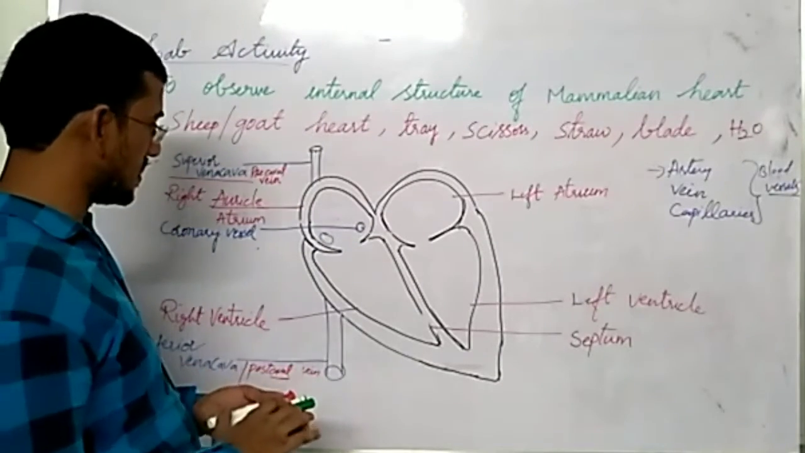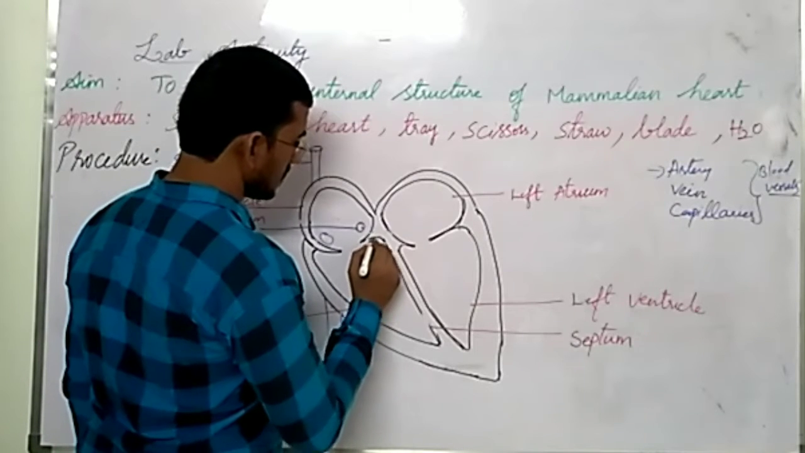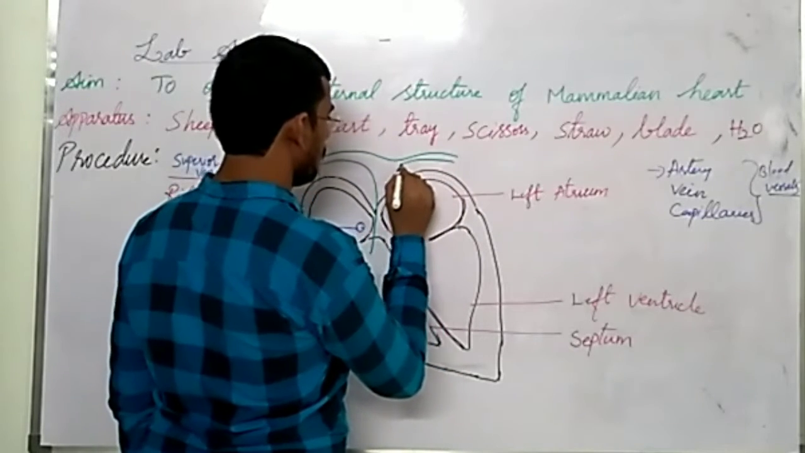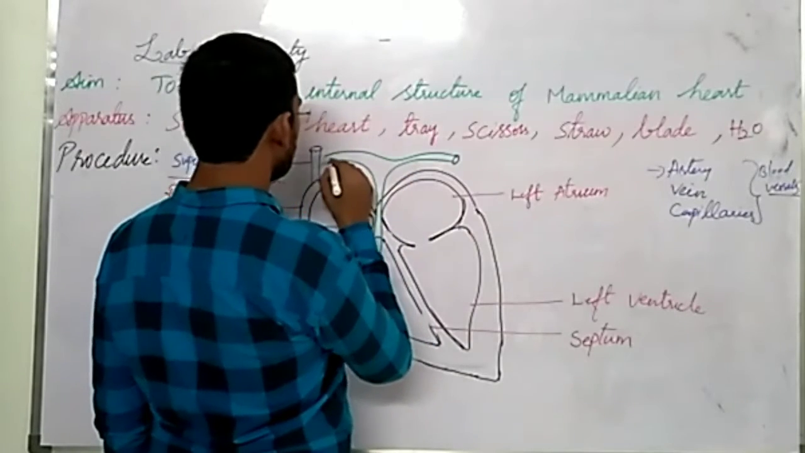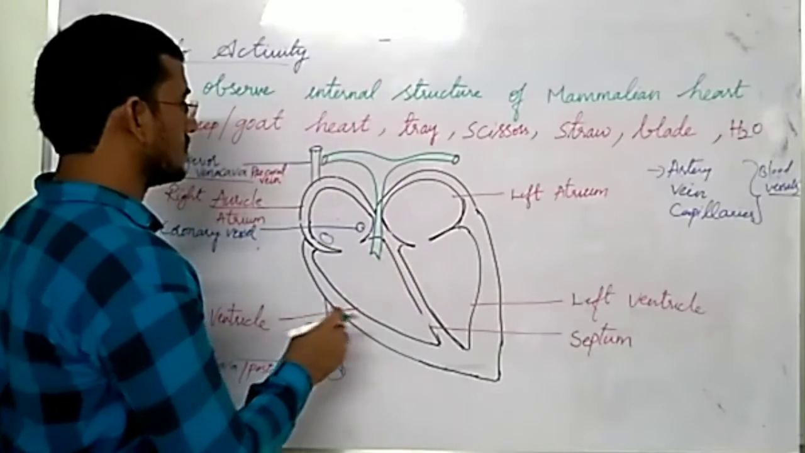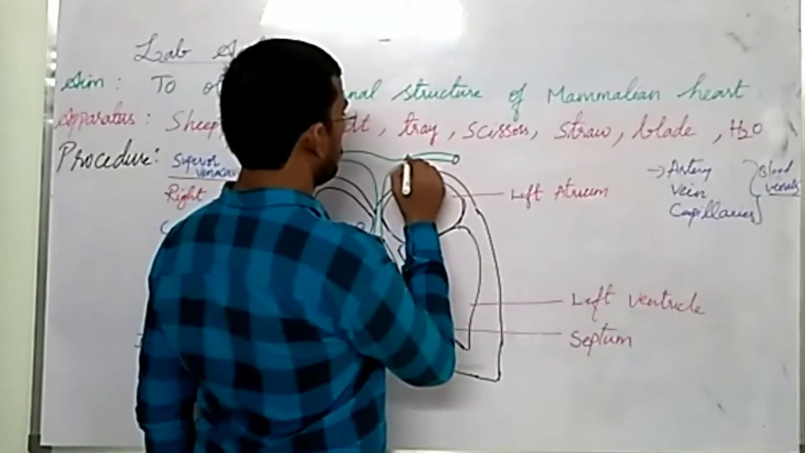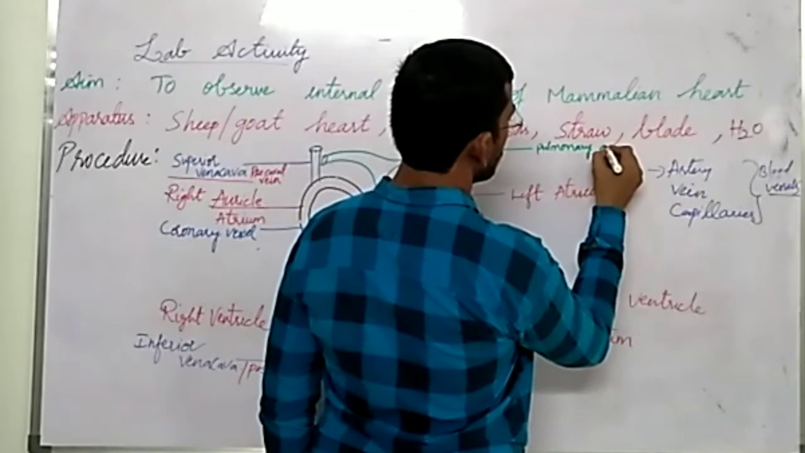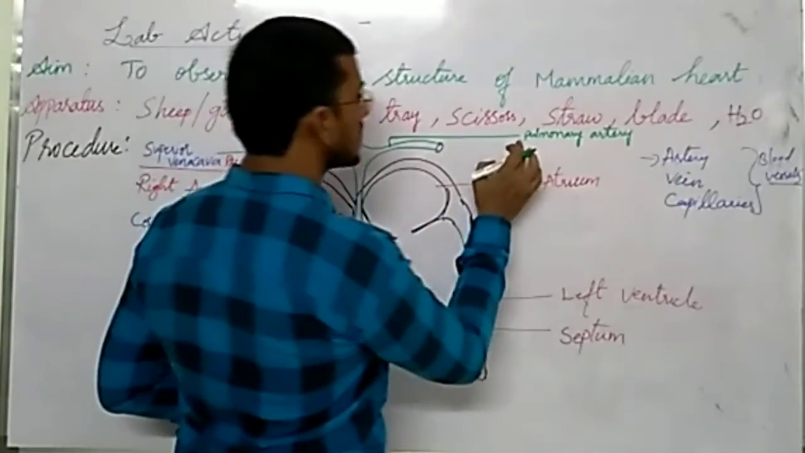So the next blood vessel is pulmonary artery. Pulmonary artery is a T-shaped structure, like this. So this is pulmonary artery.